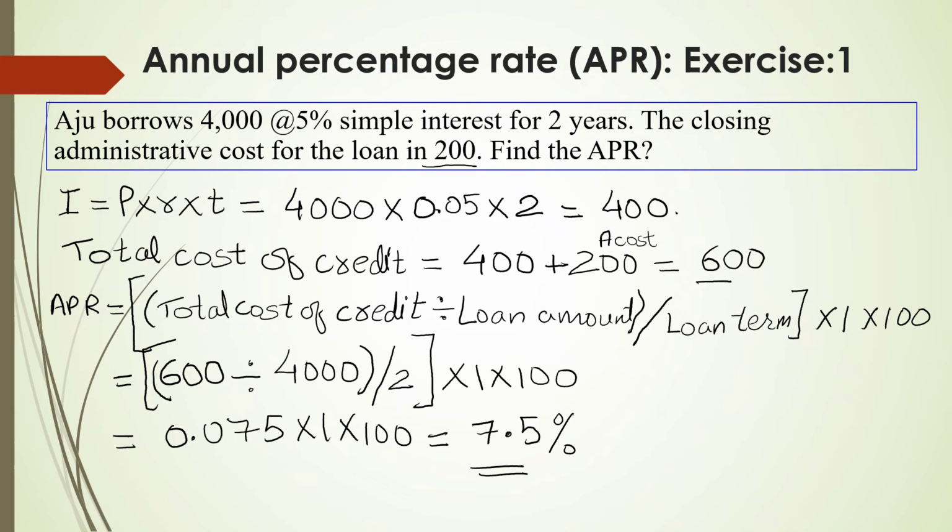So the actual cost of taking a loan of 4,000 for a period of 2 years for Aju is 7.5%, which includes interest plus administrative cost. This gives a clear picture about how much is the cost of borrowing money. We'll take another example.